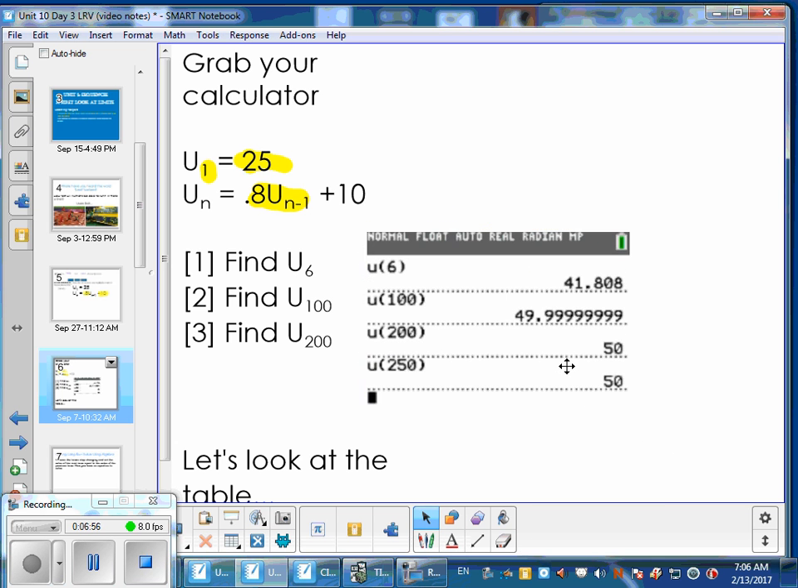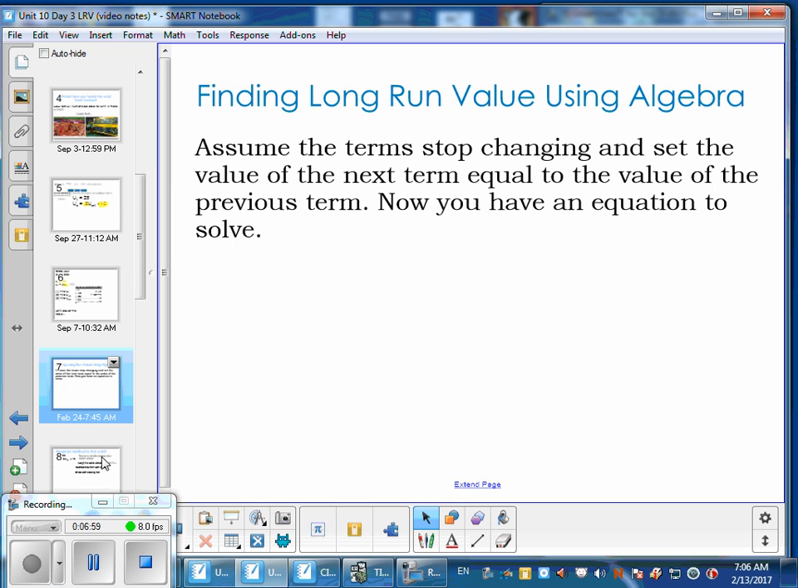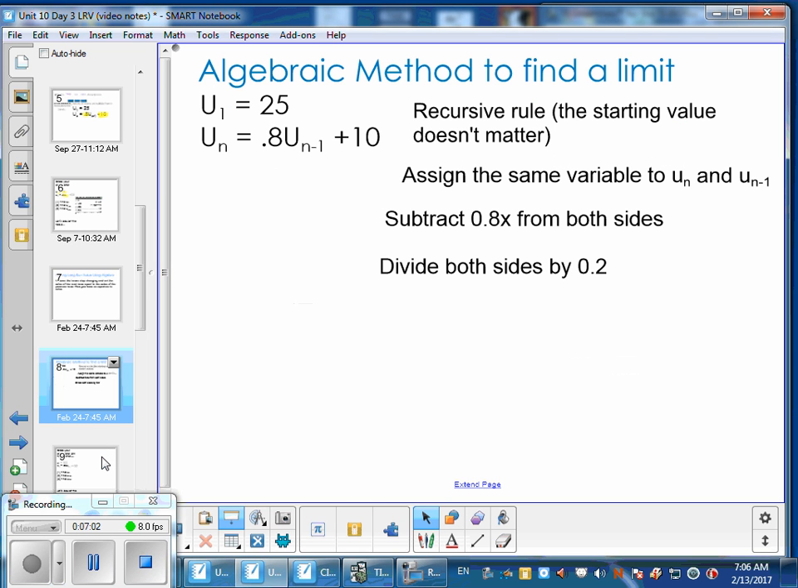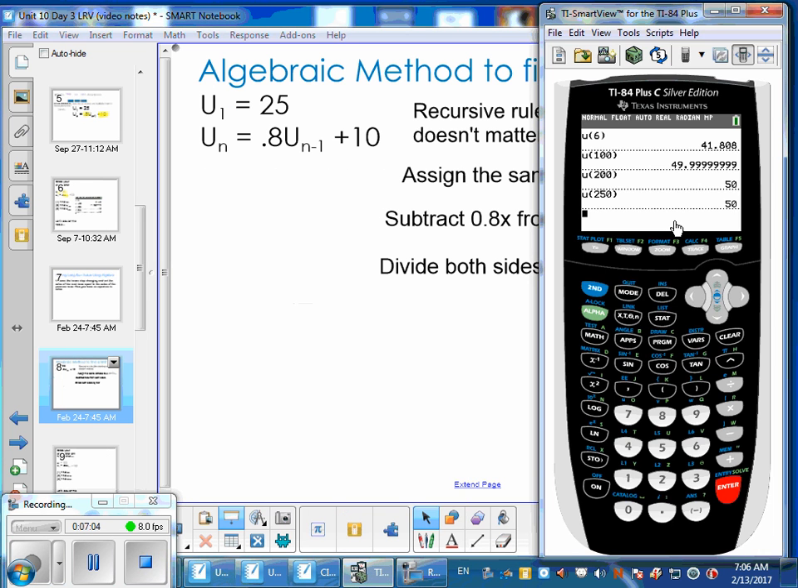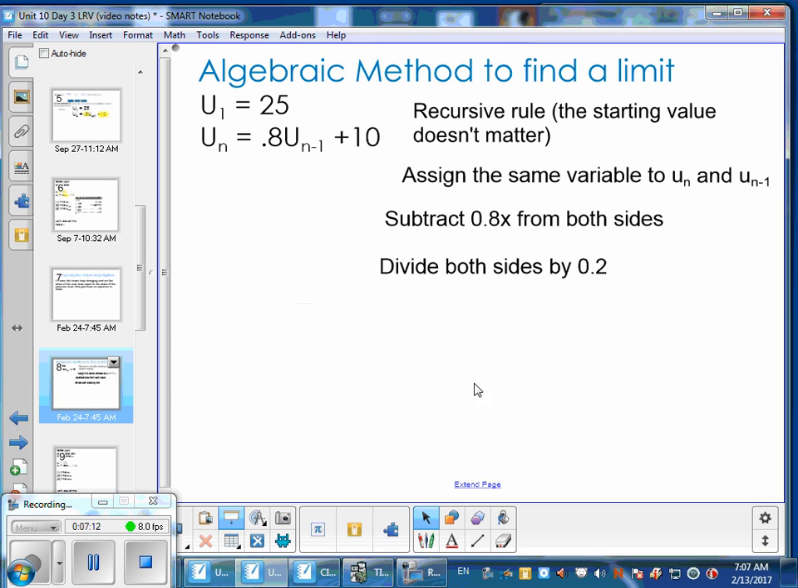So now we're going to take this same example and we're going to show you the algebraic way to find it, okay? So if we look back at that calculator thing, when I found 200 and 250, they were all the same. Anywhere above 200, it looks like is going to be 50 because it's reached its long run value. So you're going to take the recursive routine. The starting value doesn't matter. So I'm just going to take this part of the recursive routine. And I'm going to change the un and the un minus 1 to the same variable because in the end, they're going to be equal. Okay? So I'm going to make them x and x. So same exact equation, all I've done is changed un and un minus 1 to x.